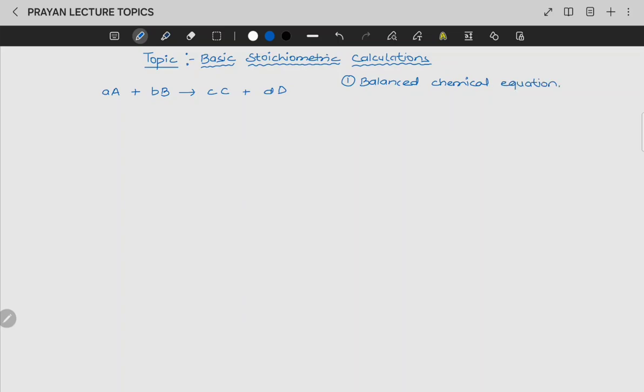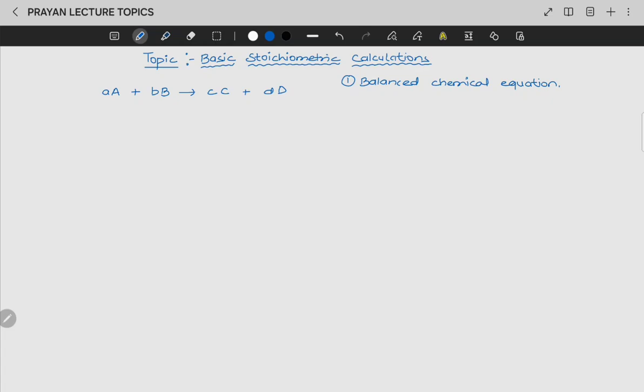Now, this stoichiometry says that the ratio of moles in which the reactants combine or the products are formed is equal to the ratio of stoichiometric coefficients. It means if I want to write the ratio of moles of A consumed to the moles of B consumed, that will always be a is to b. Or if I want to find the ratio of moles of A consumed to the moles of C formed, that will always be a is to c.